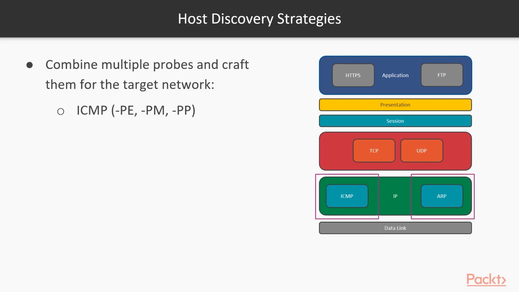Nmap supports 3 ping types. They're the echo request. This is ICMP type 8, and Nmap uses this by default. But it can be specified using the -PE option, as well as it uses the timestamp and address mask options, -PP and -PM, respectively. These are going to be ICMP types 13 and 17.